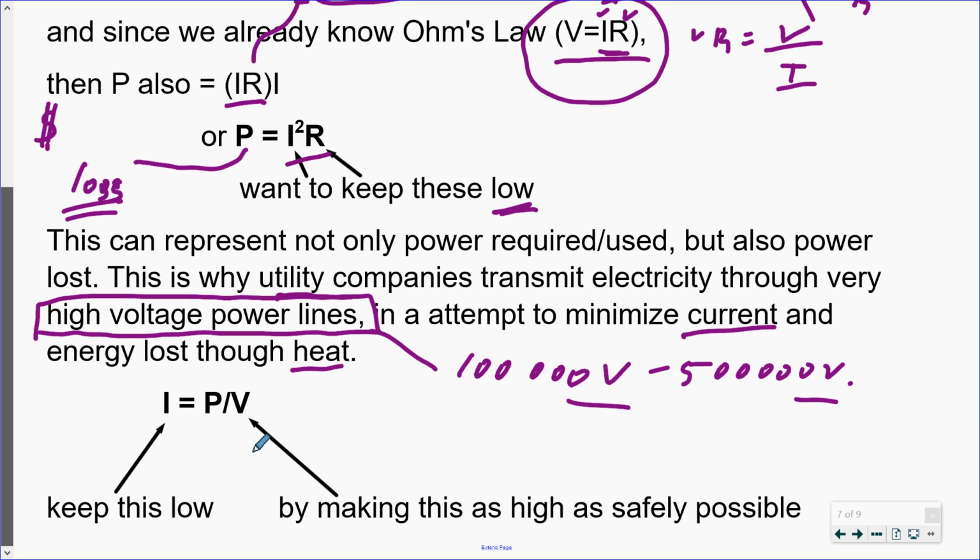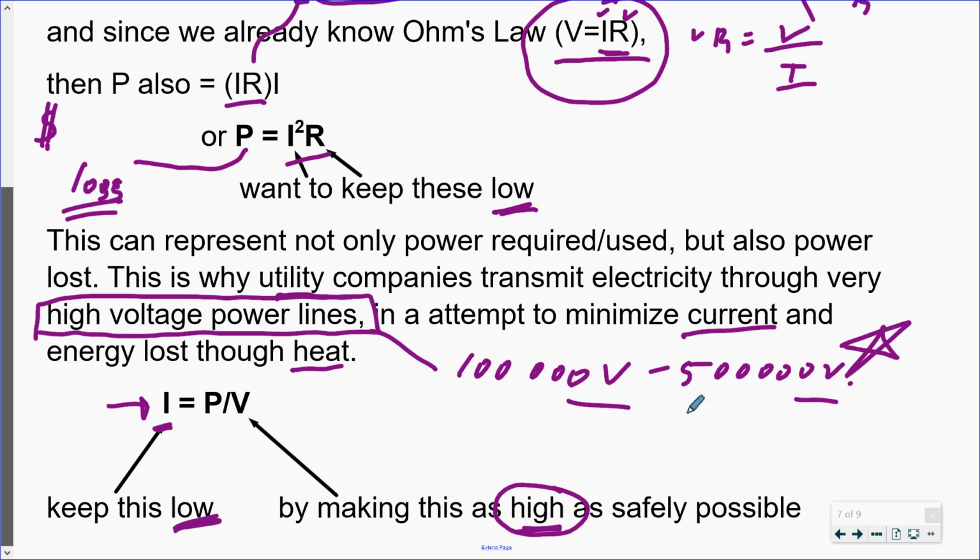So this equation here, one of the previous ones rearranged, so they want to keep the current really, really low. How do we do that? Well, if we have a high voltage, voltage is in the denominator. So now if we take power and divide it by something that's really, really big, that gives us a number that's really, really small. In other words, it keeps the current low. So this is the key as to why the utility companies want to use really high voltage.